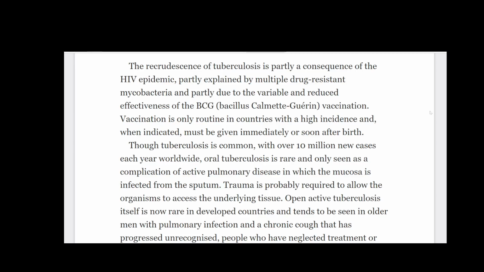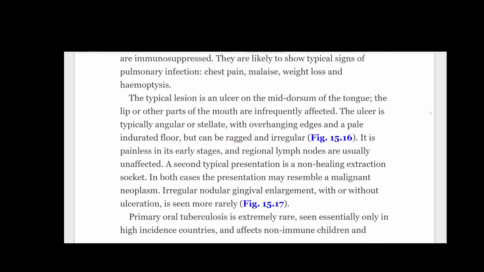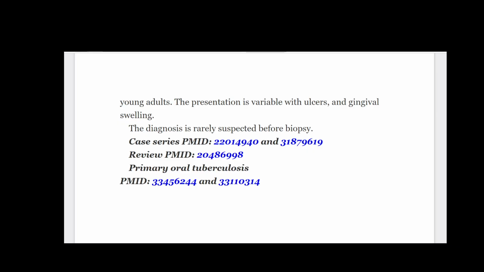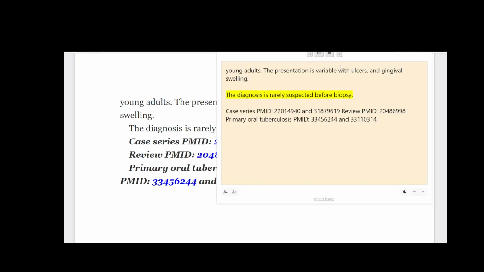Primary oral tuberculosis is extremely rare, seen essentially only in high-incidence countries, and affects non-immune children and young adults. The presentation is variable with ulcers and gingival swelling. The diagnosis is rarely suspected before biopsy.